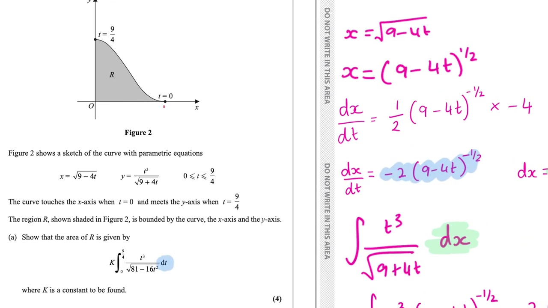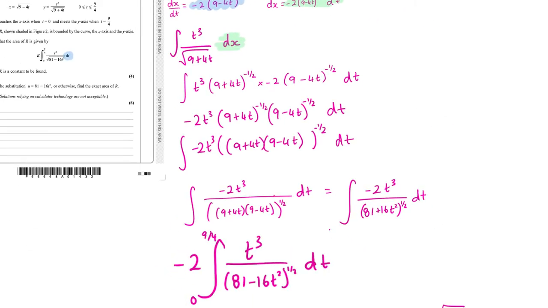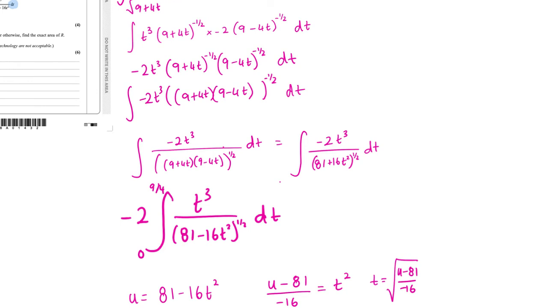Can you see we have between 0 and 9 over 4? That actually means that our limits here are between 0 and 9 over 4, okay? The way that we change that is you get positive. If you want it between 9 over 4 and 0, it's going to be positive 2. You just multiply it by minus 1, okay?